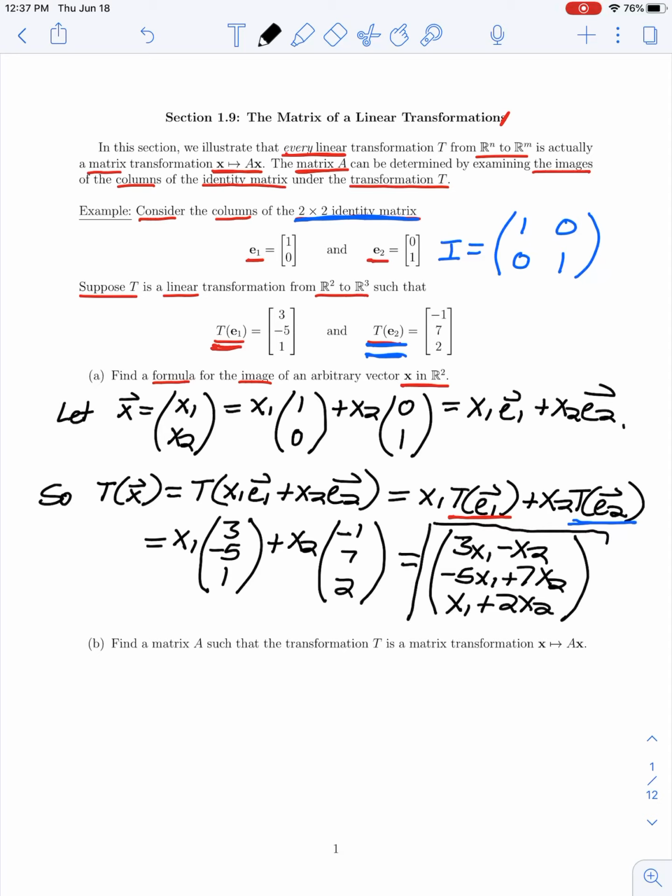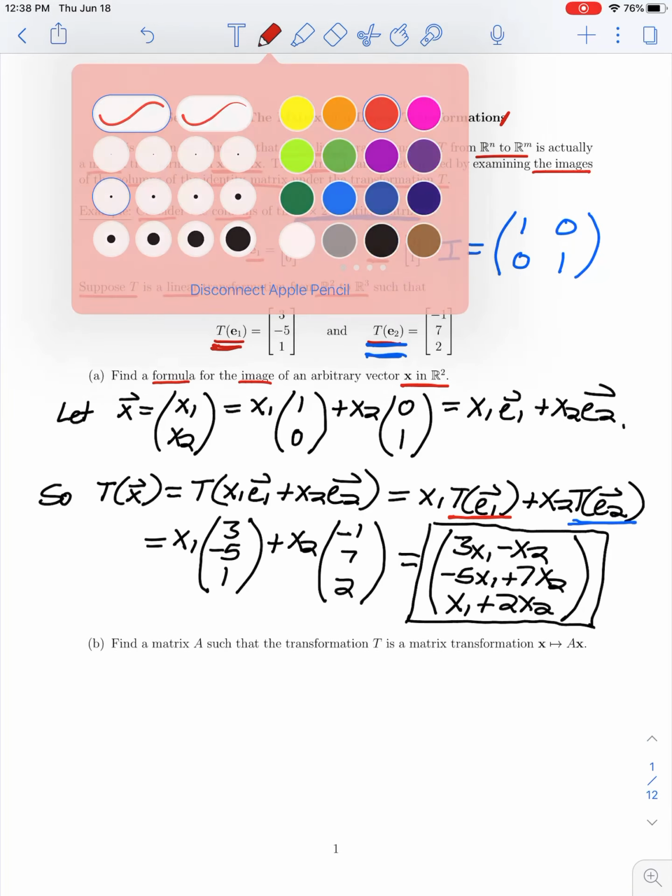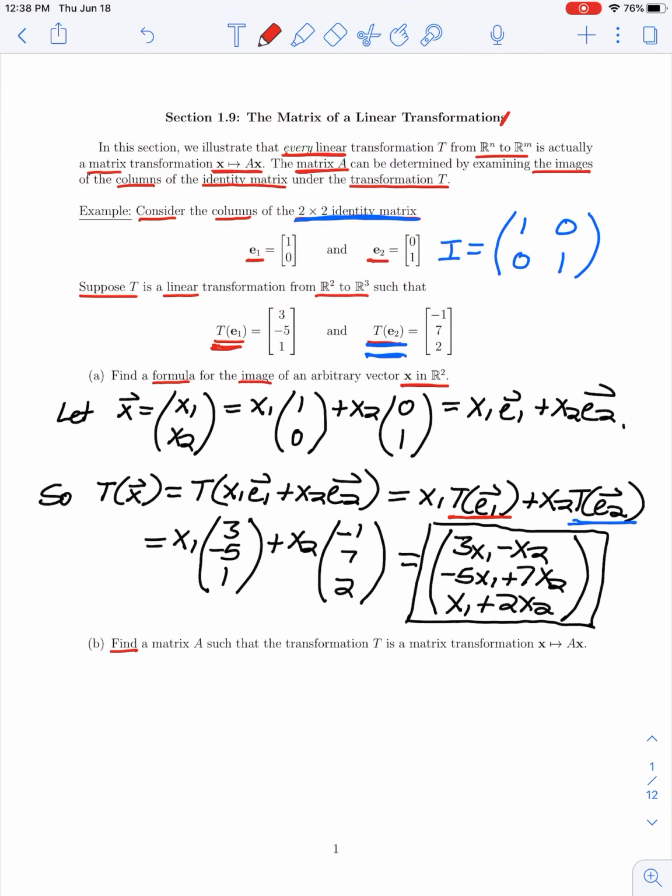So for any vector (x1, x2) in the plane, the transformation of that vector, or the image of that vector under this transformation T, is given by the equation that we just found here. So this is a linear transformation, and I claim that we can express this in terms of a matrix transformation. In part B, we are asked to find a matrix capital A such that this transformation T can be considered as a matrix transformation where an arbitrary vector x is mapped to A times x.